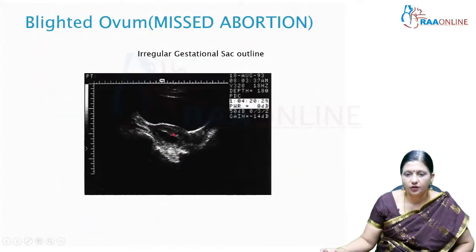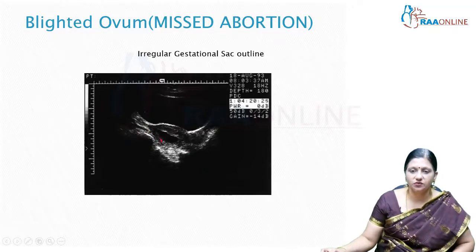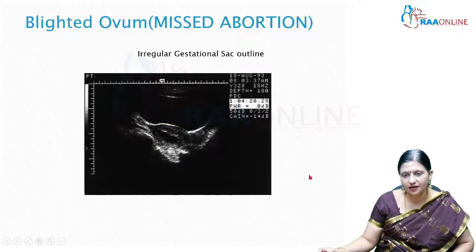This is a blighted ovum, in which we just see an empty sac with no fetal pole, and the sac is also irregular in outline. Now this picture is a transabdominal ultrasound. It is never as clear as transvaginal. The earlier pictures were transvaginal; this is a transabdominal ultrasound.